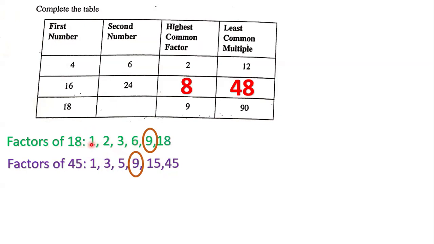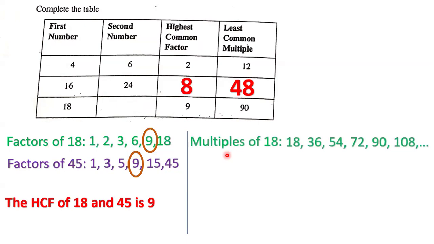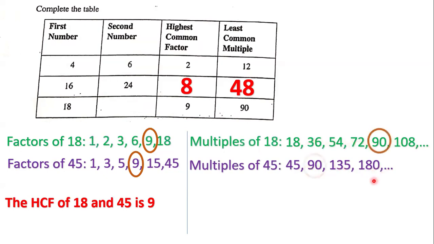We have to check the lowest common multiple. The HCF of 18 and 45 is 9, and that's good. But we have to check whether the LCM of 18 and 45 is 90. Let's list the multiples of 18: 18, 36, 54, 72, 90, 108, and the list goes on. And the multiples of 45 are 45, 90, 135, 180, and the list goes on. Based on this, the lowest common multiple is definitely 90. So the LCM of 18 and 45 is 90.